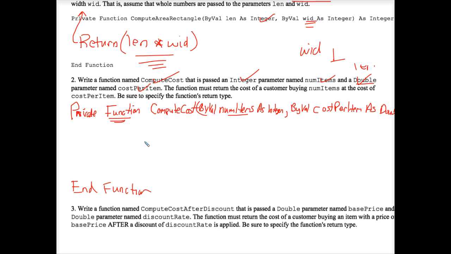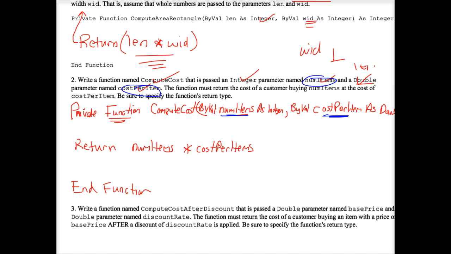Well, I guess we're going to have to multiply the number of items times the cost per item. Again, using a star, spelling my parameter names correctly here to match the parameter names that were provided to us in the exercise. And we need to return that. And that would be one nice short answer to this question. I should have indented there, but other than that, this is a perfectly fine answer.